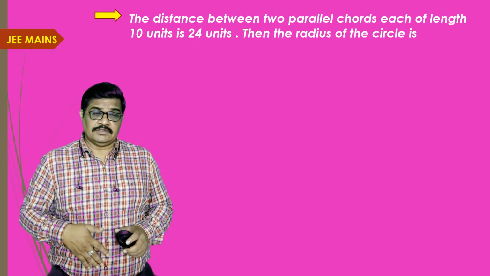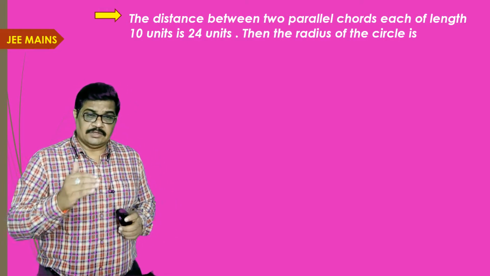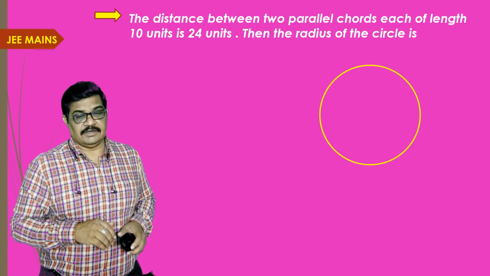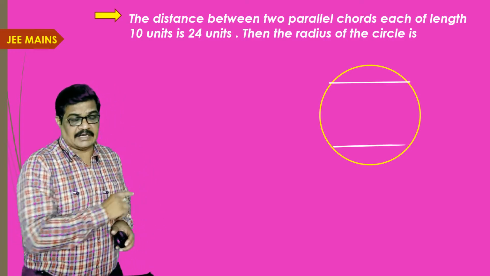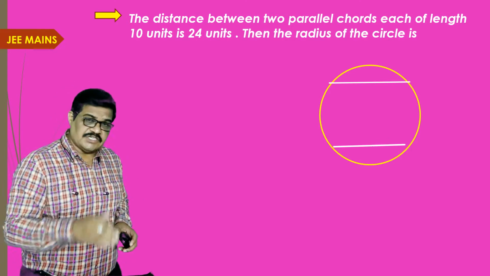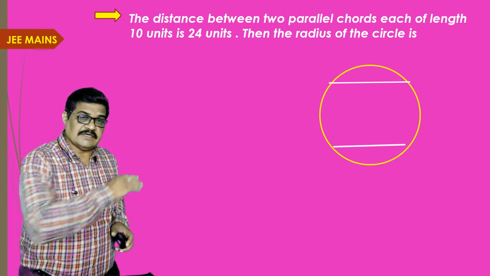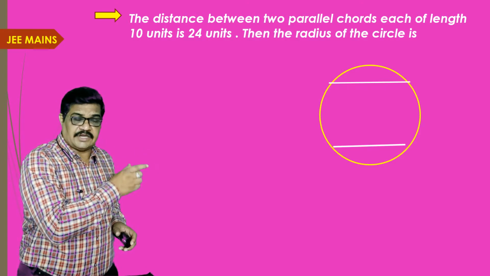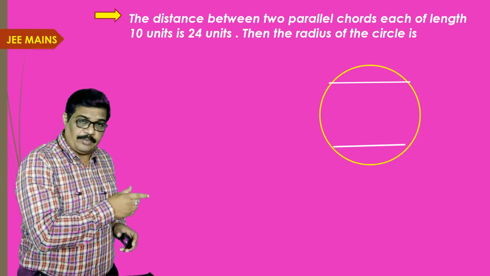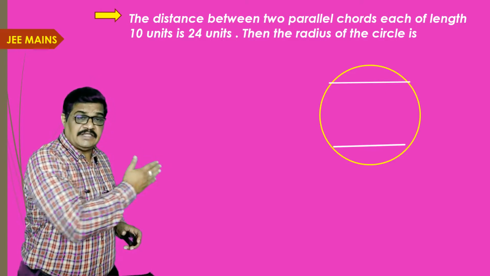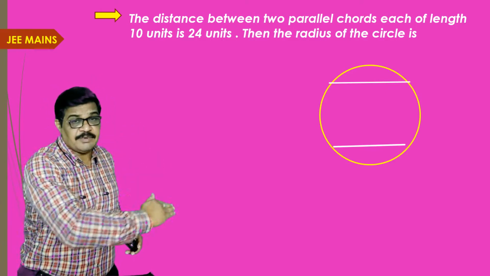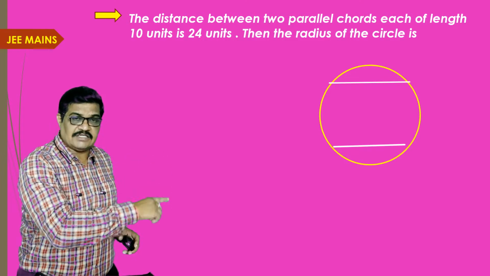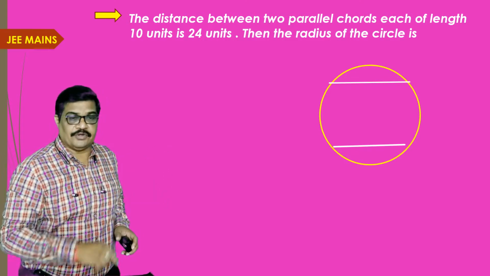So we are given two parallel chords. See the diagram. This is the given circle. These are the two parallel chords. Each length of the chord is 10 units. So these are the two parallel chords and each length is 10 units, and the distance between these two parallel chords is given as 24 units.